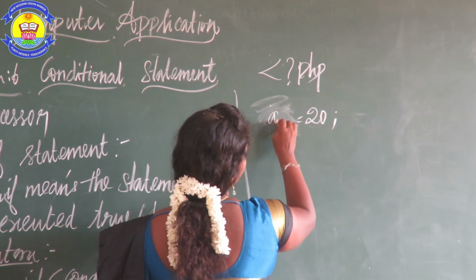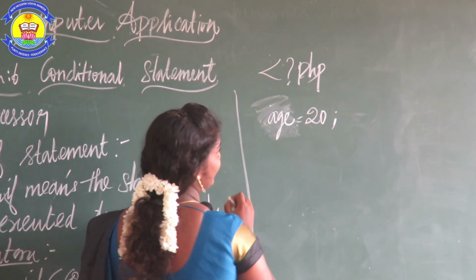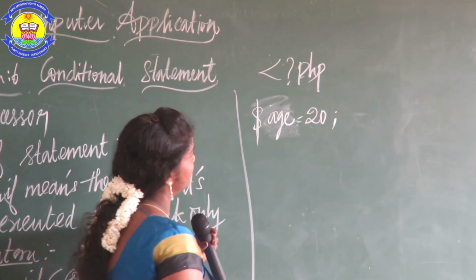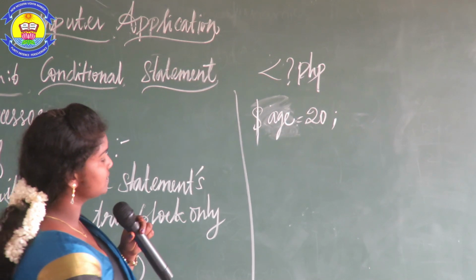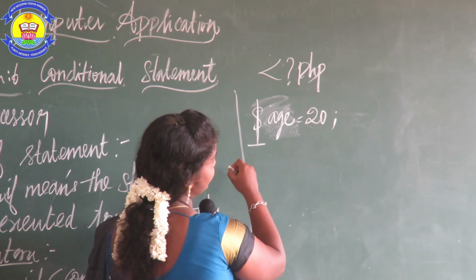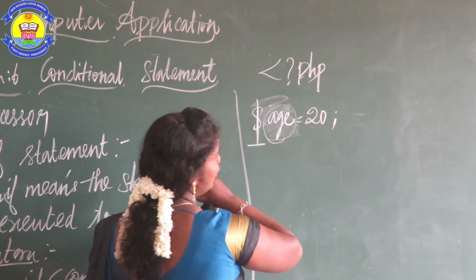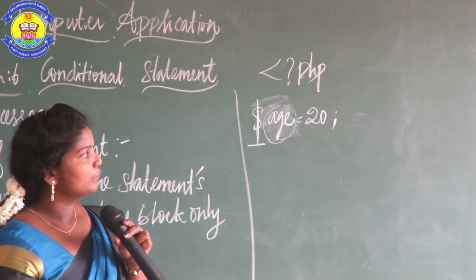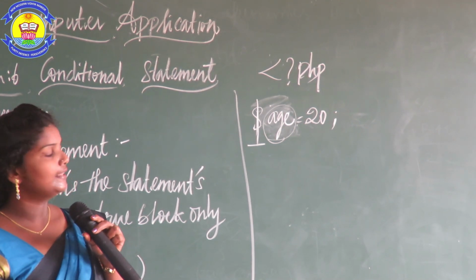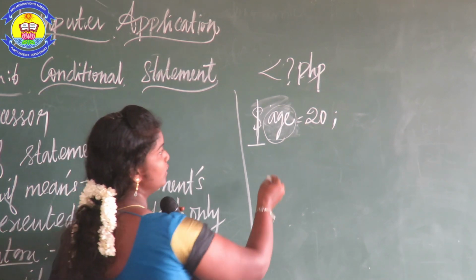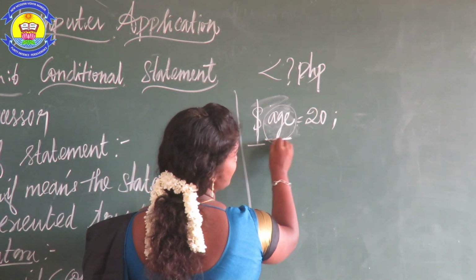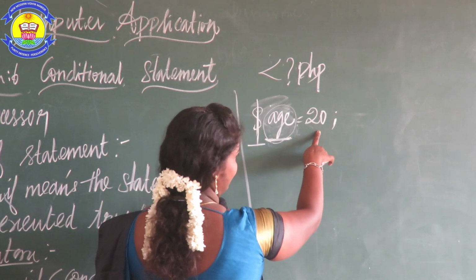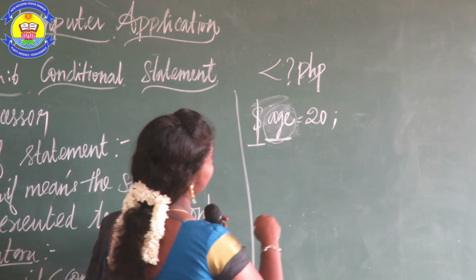I'm giving the variable name age. Whenever we give a variable name, definitely you should put a dollar symbol, because this dollar symbol indicates the name is a variable. Why we are using a variable name: whatever value we give is held within some name, here the name age. That is called a variable name. So this variable holds the value 20. Is it clear?